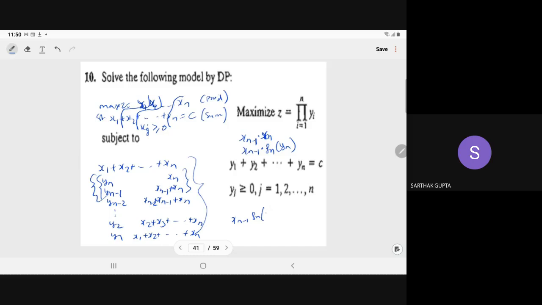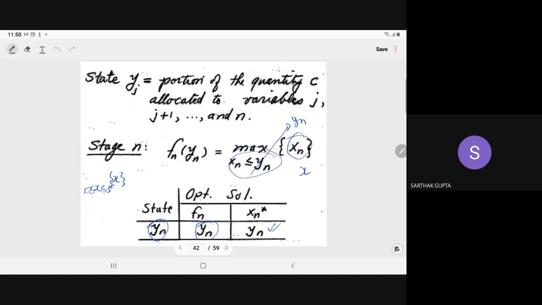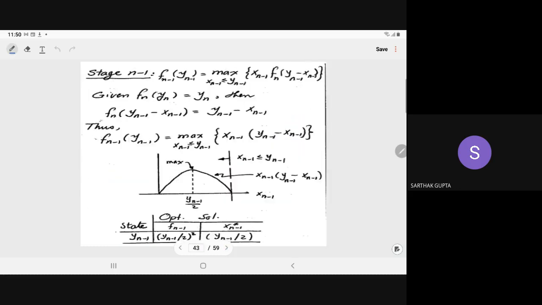So it is yn minus 1 minus xn minus 1. So that is written here. So it will be the fn of yn minus 1 minus xn minus 1.